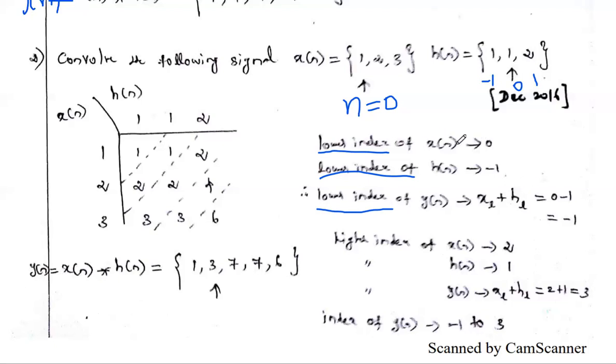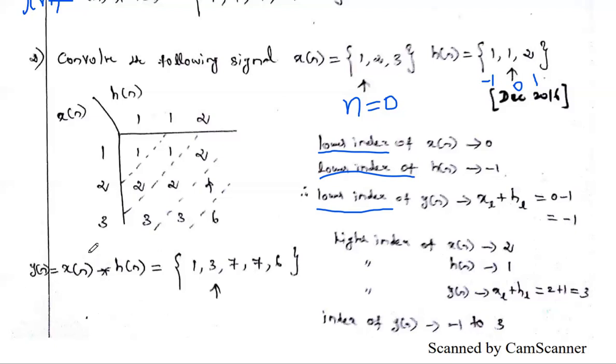Okay, so the lower index of x of n is 0. The lower index of h of n is -1. Therefore, the lower index of our output sequence y of n is the addition of the lower index of x plus the lower index of h, that is xl plus hl. Here, this L indicates the lower index value of x. So what is the lower index value of x? 0. What is the lower index value of h? -1. So 0 plus -1, what is the answer? -1.